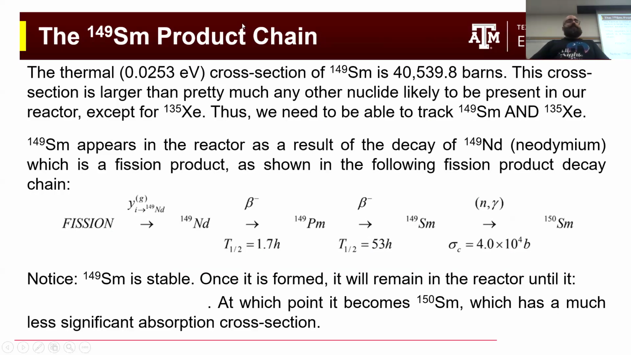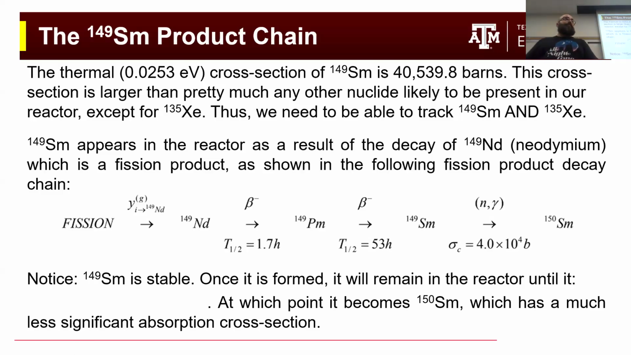Specifically for samarium 149, the thermal energy cross section is about 40,000 barns, which is larger than pretty much any nuclide in our reactor except for xenon 135. So we need to be able to keep track of both of these, and right now we're going to talk about just samarium 149.